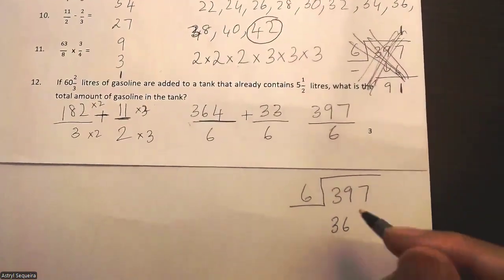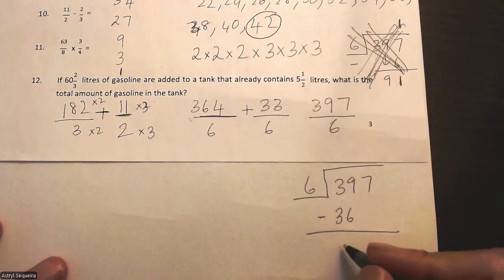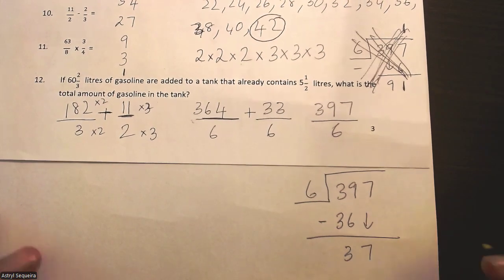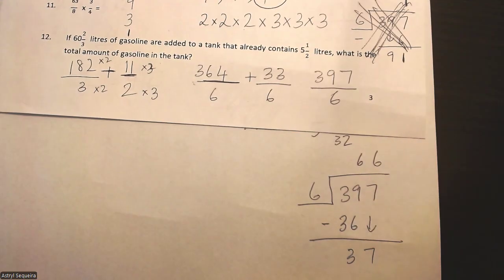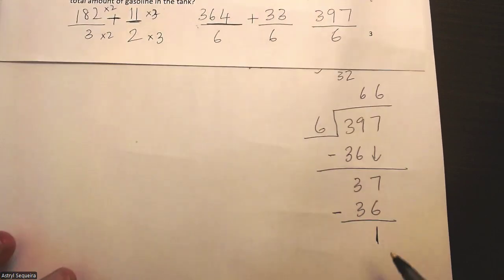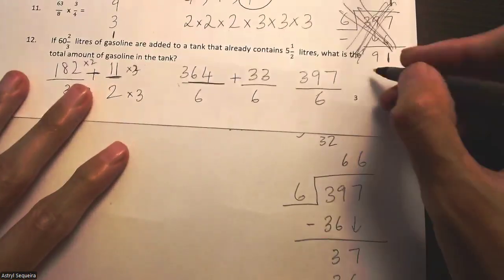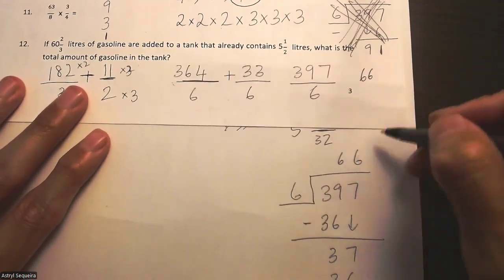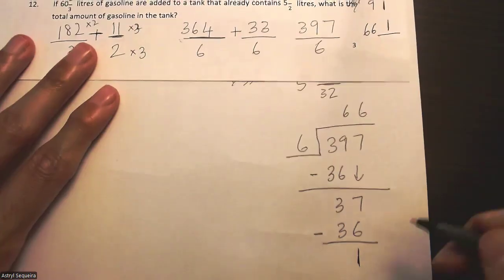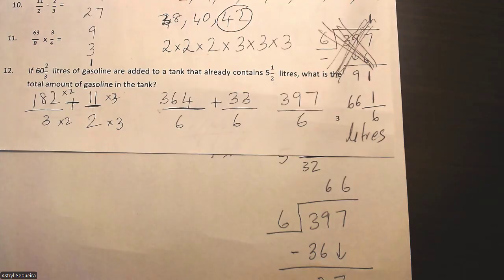Let's subtract this over here. Give me 3, bring down the 7. 6 goes into 37 6 times. Subtract again, 36. Just left with a remainder of 1. So my final answer for this question is 66, that number, then 1, my remainder, over 6 liters total in the tank.